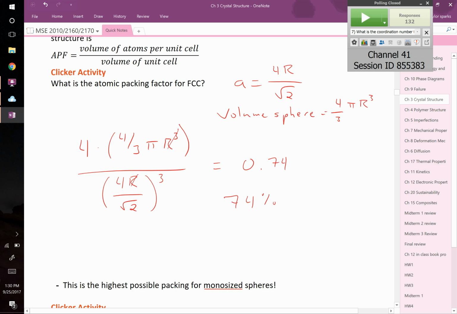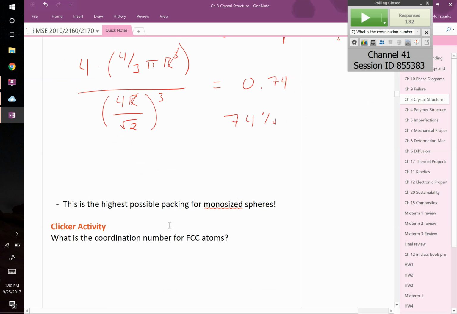And this is as dense as you can get with atoms of all the same size. If you're trying to take marbles that are all the same size, there's no way that you can pack them any closer. If you meticulously place each single marble and try and fill space, you'll never do better than 74%, right? Any questions on this? Okay, well, let's keep going.